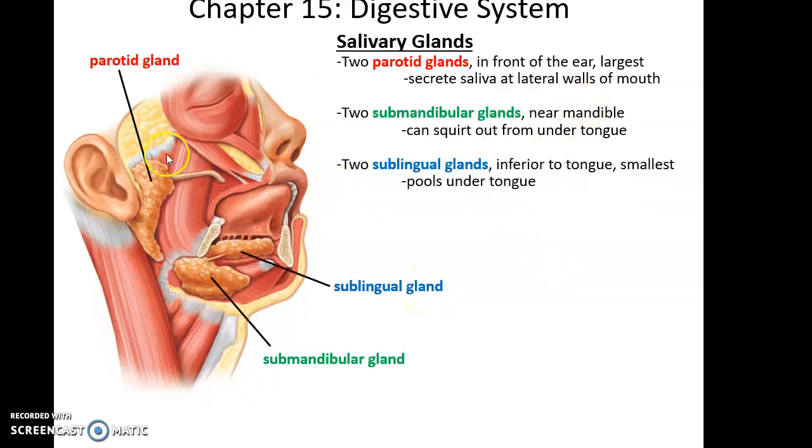All right, we have 2 parotid glands. They're close to the ear, and they secrete saliva onto the lateral walls of the mouth. We have 2 submandibular glands near the mandible. They squirt saliva up under the tongue. And then we have 2 sublingual glands underneath the tongue that produce saliva that sort of pools underneath the tongue. And that is it for this part of chapter 15.